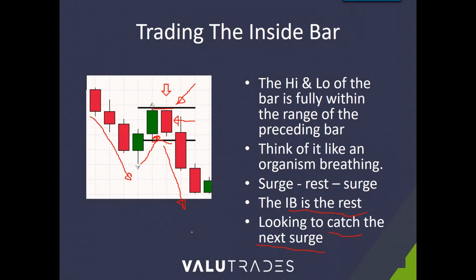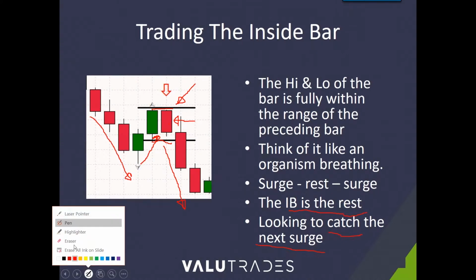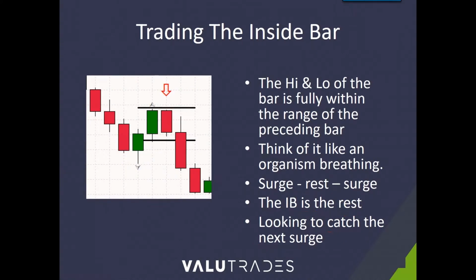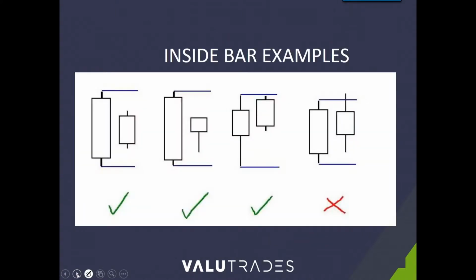So what we have is the inside bar. If I just draw that, the inside bar is the rest. And what we're looking to do is catch the next surge. Think about that. The market here has had a surge down, pulls back here. This is the rest. The final part of the rest is the inside bar here. And then the market surges again. Surge, rest, surge. That's what we're looking at.